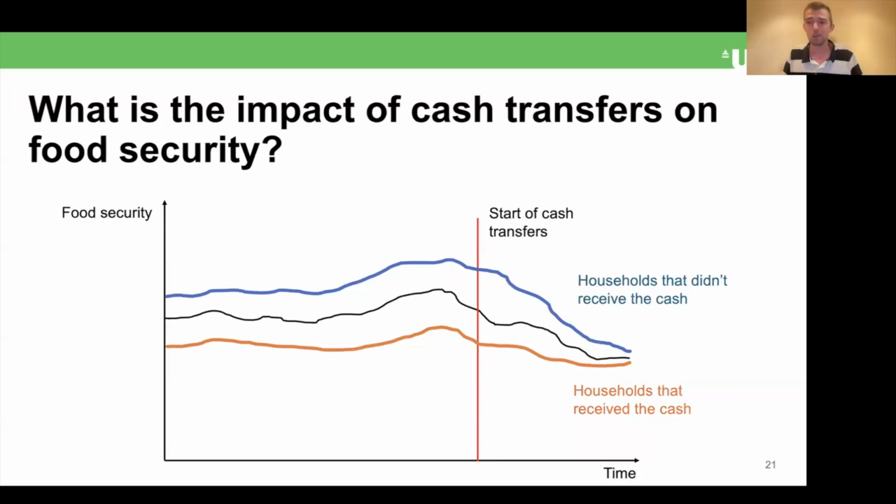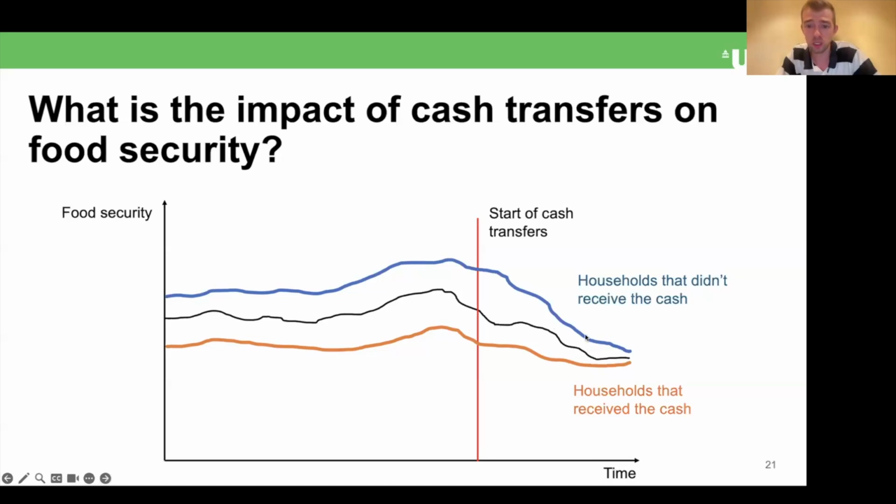Now, an alternative way to go about this is to just focus on those within the same communities that received the cash and those that did not. For example, what happens often in these cash transfer programs is that there is a cutoff: people above a certain income will not receive the cash transfers, while the poorest people in a community, the poorest families, will be part of the cash transfer program. As you can see here, the blue line would be the households that didn't receive the cash, and the orange line the people that did receive the cash.